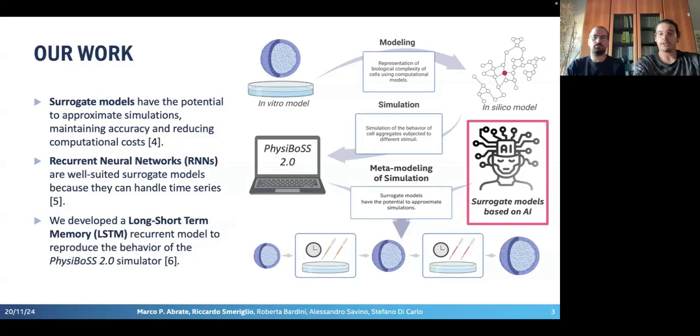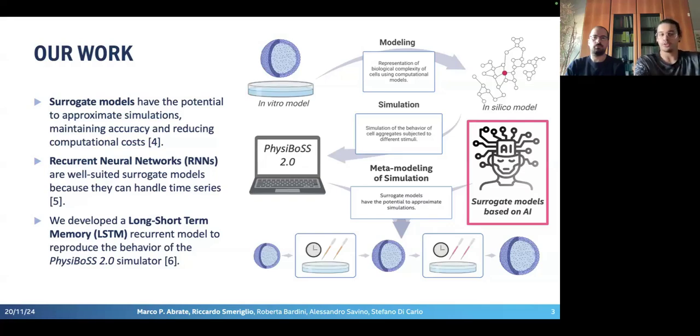In particular, our work aimed to replace the simulator with a surrogate model based on artificial intelligence and neural networks that aim to reduce the time and the computational power needed for executing a single simulation without losing accuracy. This kind of surrogate model, of course, has the potential to approximate simulations while maintaining accuracy and reducing computational costs.